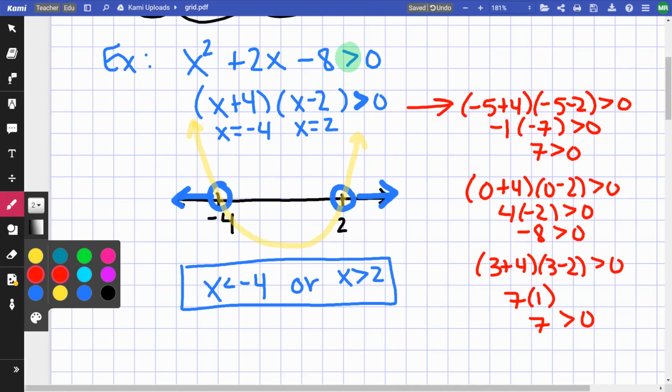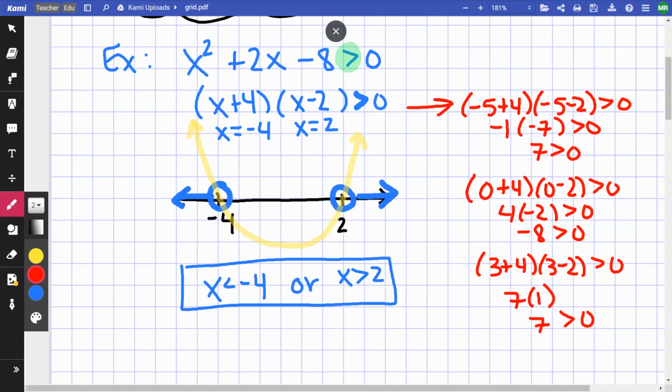So I personally don't try these 3 locations because I understand these would make it 0. Anything out here is going to give me a value that's higher than 0, and you see it physically here in the parabola. Anything in between here is going to give me something less than 0 because I'm down here, in the negative. And anything here is going to give me a value above.